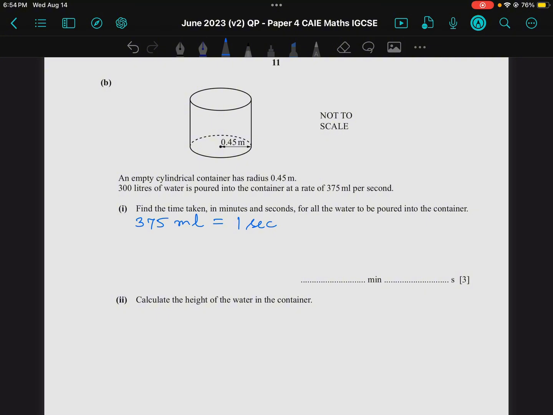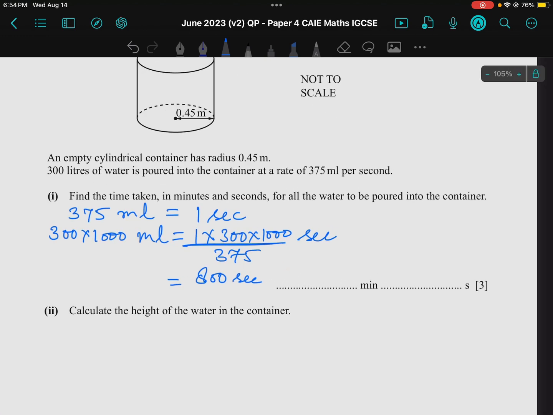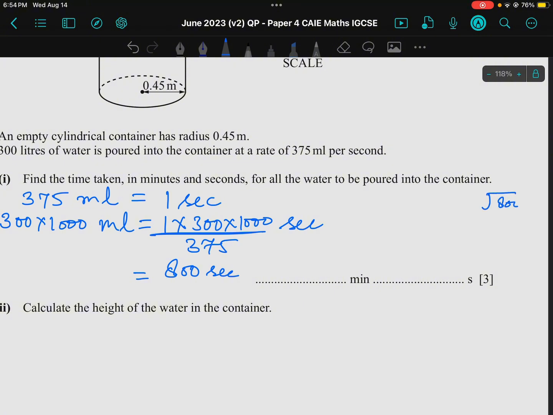So how much water we have to pour? 300 liters. So change it into milliliters. 1 into 300 into 1000 divided by 375 seconds, which will give you 800 seconds. Now you have to change it into minutes and seconds, so divide 800 by 60. 60 ones are 60, then it will be 200, 60 3s are 180, so it will be 20. That means 13 minutes and 20 seconds. This is 13, this is 20 seconds.